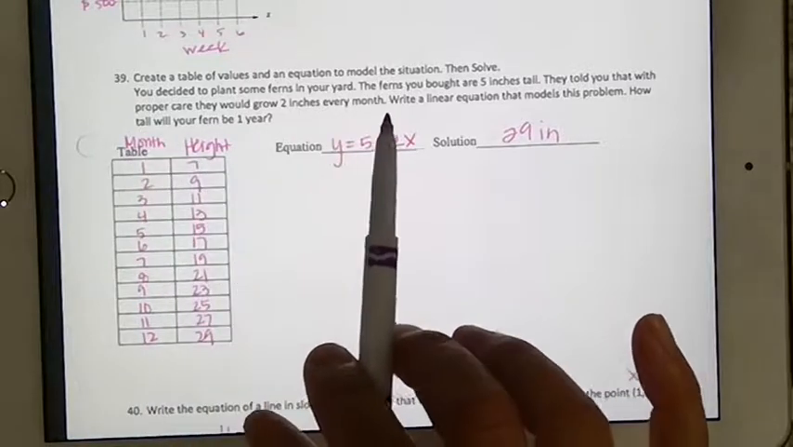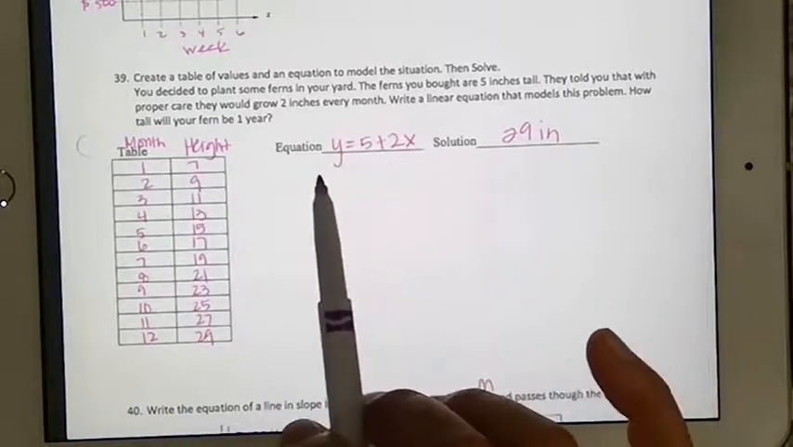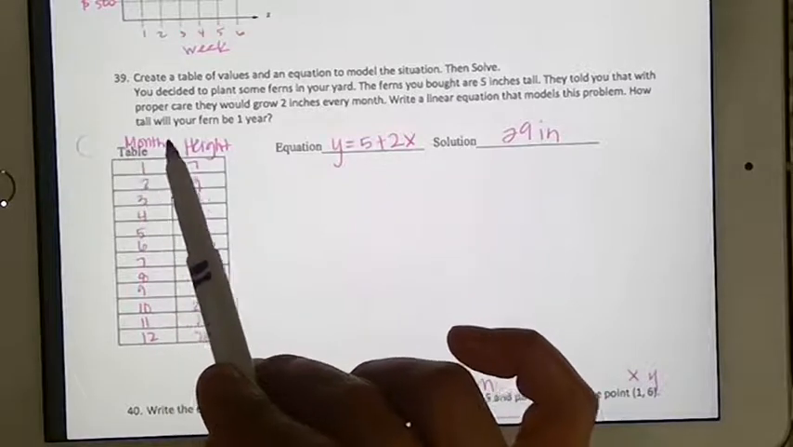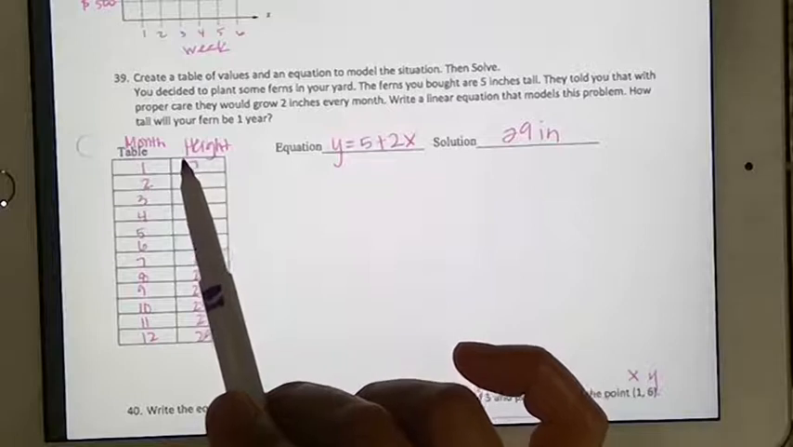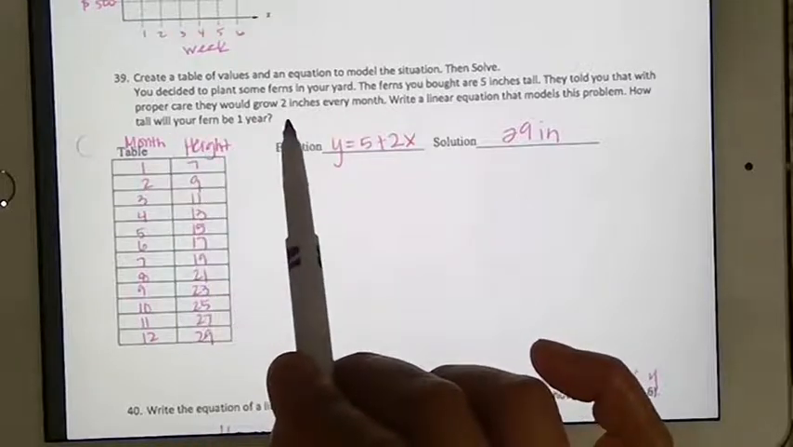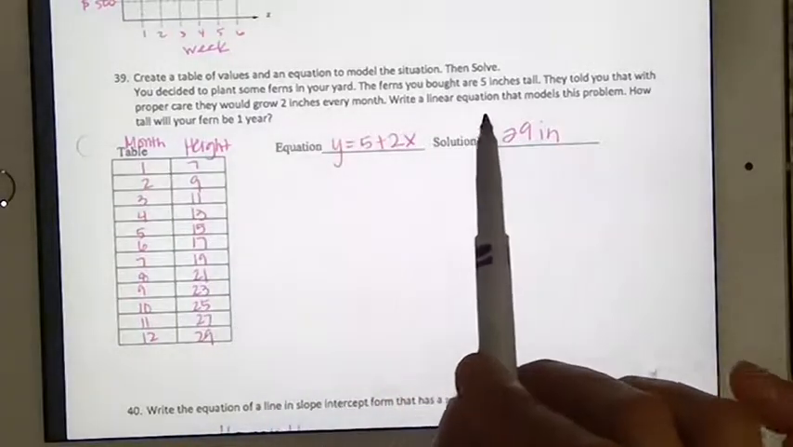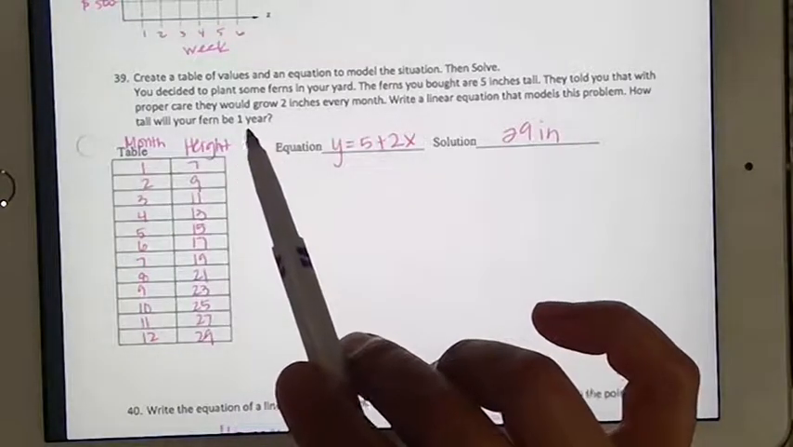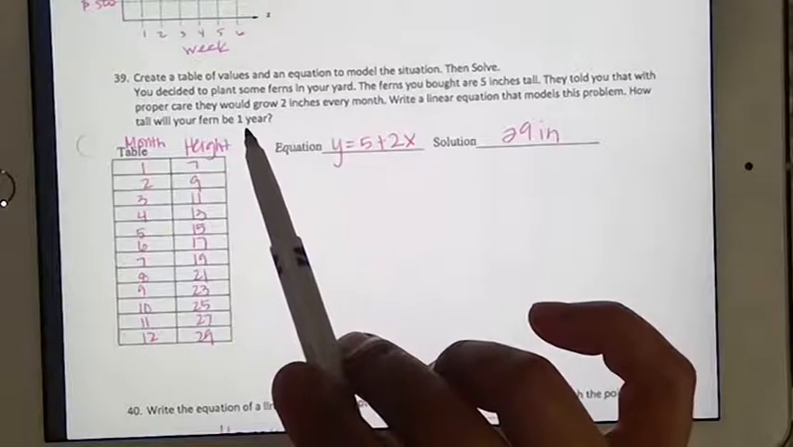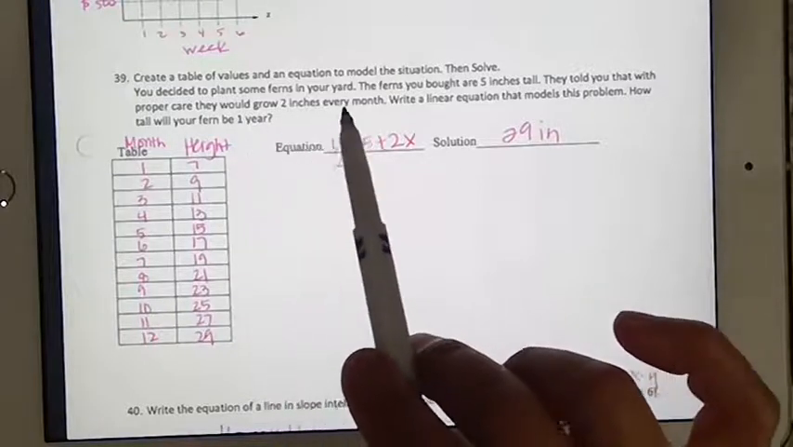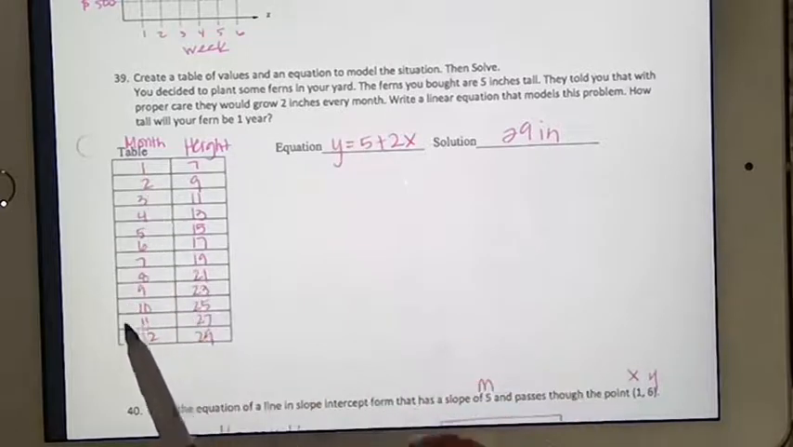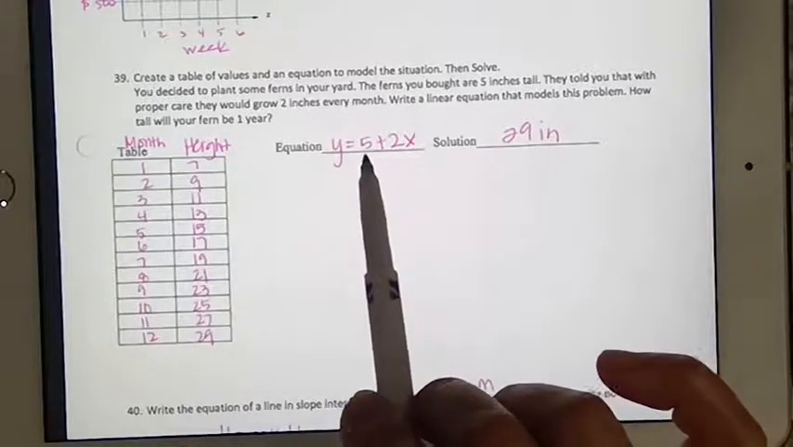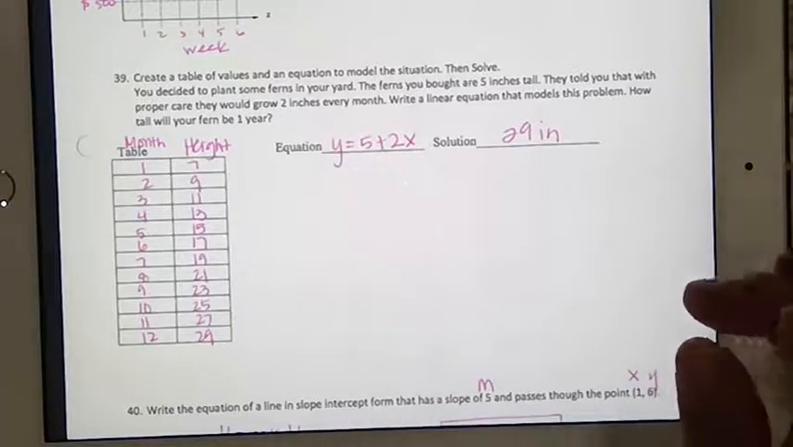Number 39 says, create a table of values and an equation to model a situation, then solve. You decide to plant some ferns in your yard. The ferns you bought are 5 inches tall. So in the beginning, I should have put a 0. In the beginning, 0, there's 5. They told you that with proper care, it would grow 2 inches every month. Write a linear equation that models how tall your fern will be in 1 year. This is kind of a trick question because 1 year would be how many months? Because this is in months, so it's 12. So this is going to be 2 times 12 is 24 plus the 5 is 29.